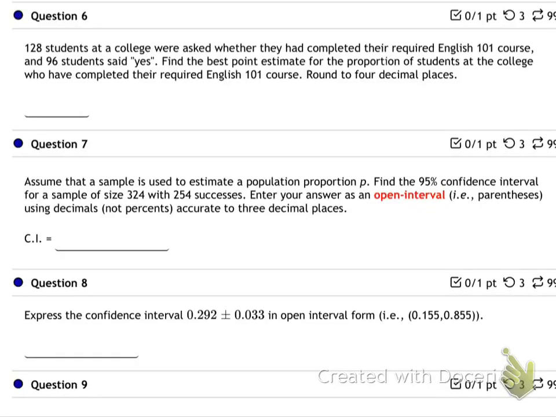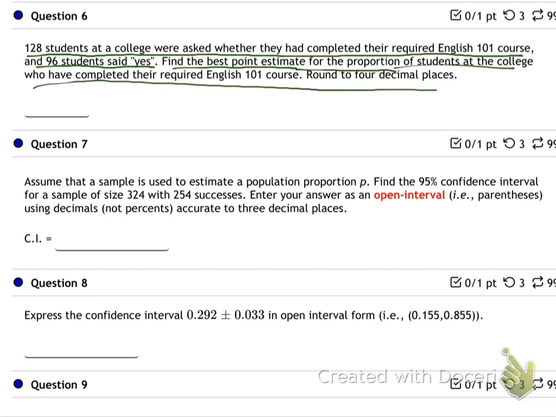Okay, 128 students at a college were asked whether they had completed their required English 101 course. Have you completed your English 101 course? English 1A is what we call it, huh? Yeah. And 96 students said yes. Find the best point estimate for the proportion of students at the college who have completed their required English 101 course. Round to 4 decimal places.